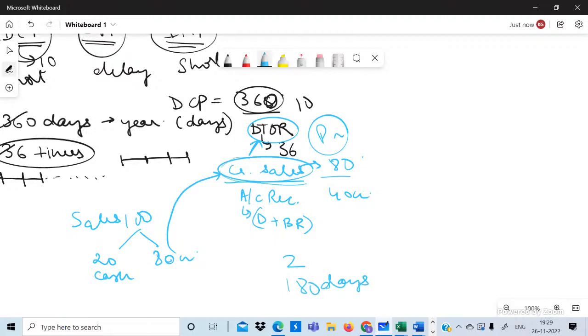So take your total credit sale. Don't deduct your SG&A expenses, nothing. Whatever is your credit sale, take that. Now be careful. Don't take total sales. Take only credit sales. Don't take cash sale. So any questions on debtors collection or debtors turnover?